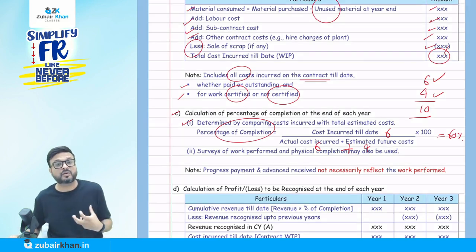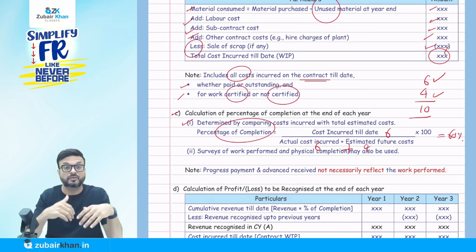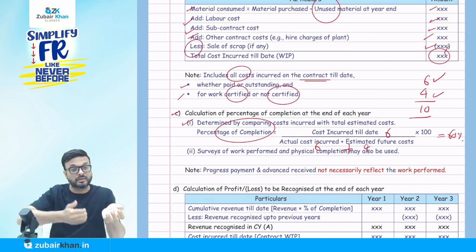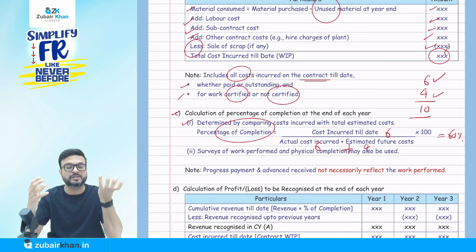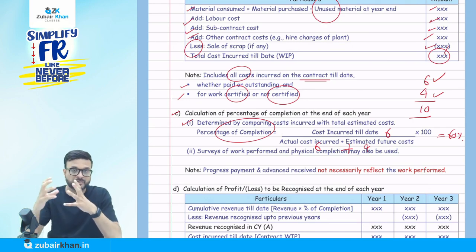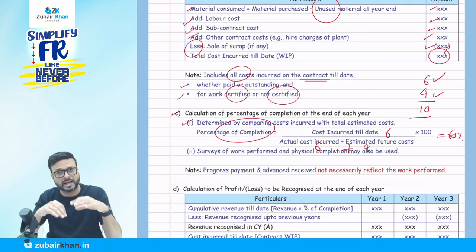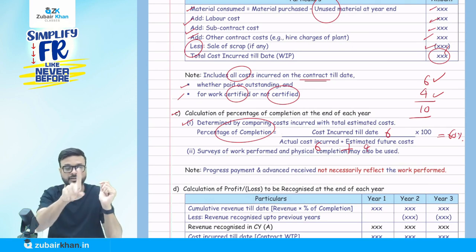So 60% work has been completed. So we are finding out the percentage of work that has been completed on the basis of cost incurred. So cost incurred divided by the total cost, means cost that we have already incurred plus estimated future cost, multiplied by 100, and the percentage will come. Okay, this is one method, and this is the most important, and I say ICAI is always going to ask the question on this method only.